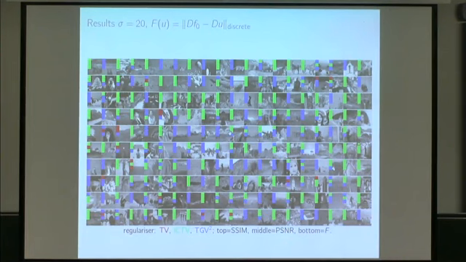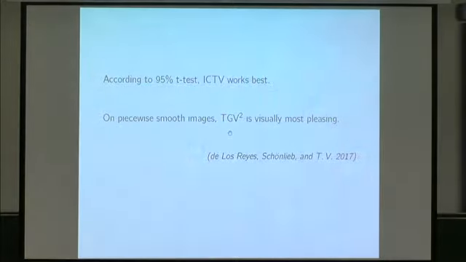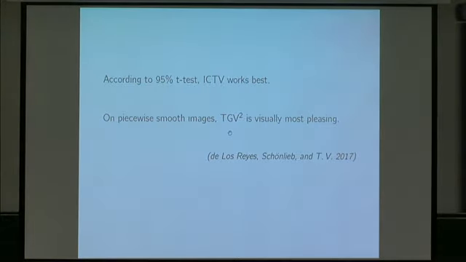Again, the same thing, but now for the Huberized total variation cost functional. Now there is more blue than in the previous image, so DGV2 is performing better, but still it turns out that there is much more green. So if we do some statistic, like a 95% t-test on the results, it says that ICTV works best, which is quite contrary to what many people think.